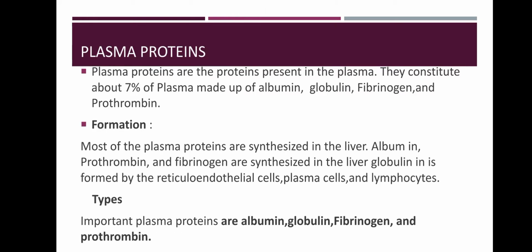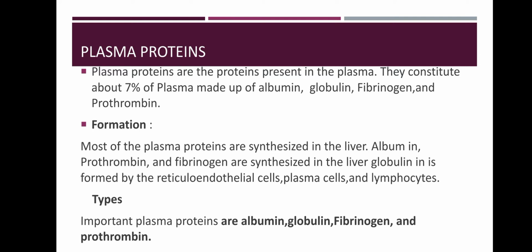And we will see what are the plasma proteins. Plasma proteins are the proteins present in the plasma, and they make up about 7% of plasma. They are made up of albumin, globulin, fibrinogen and prothrombin.